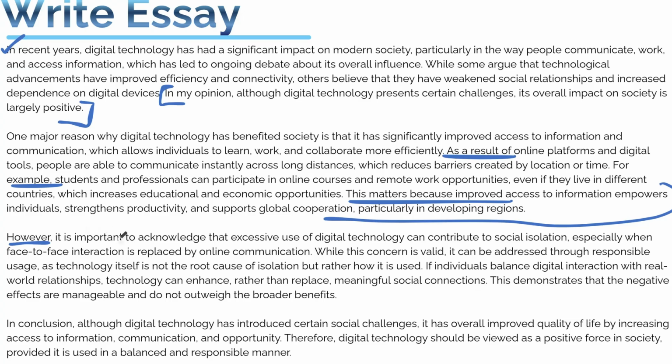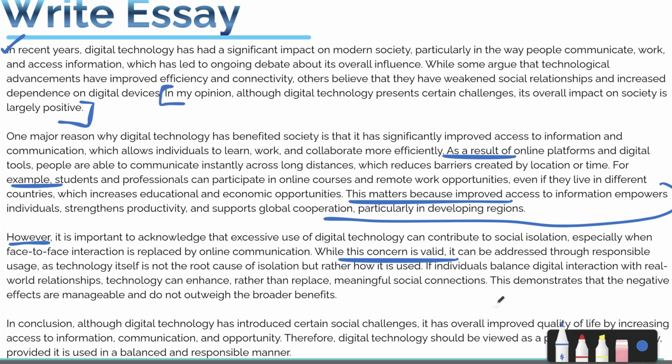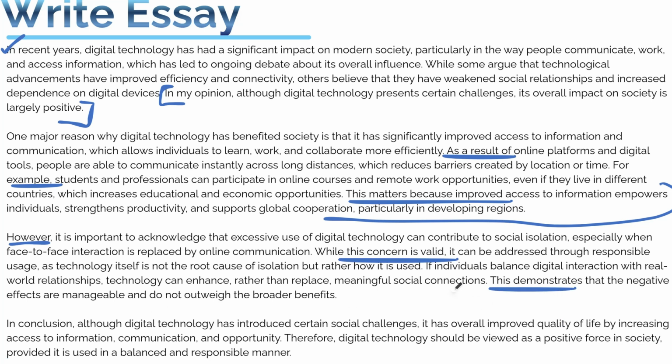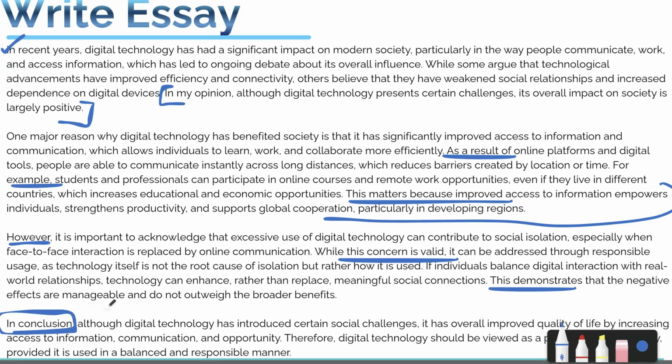"However, it is important to acknowledge," "necessary." "While it's a valid concern, blah, blah, blah, this demonstrates, blah, blah, blah." I'm thinking about transitional words and complex sentences. It's very common to start your conclusion with "in conclusion," totally acceptable. And finally, "therefore," that's my last statement.